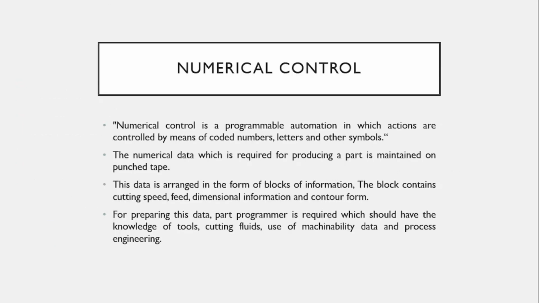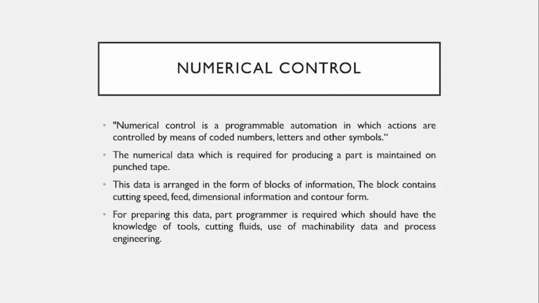So first we should know what numerical control is. The program which is used to perform some actions within the automation machine, which is controlled by means of coded numbers, letters, and other symbols, is called numerical control. So these coded numbers, letters, and symbols control the program and also the automatic machine.